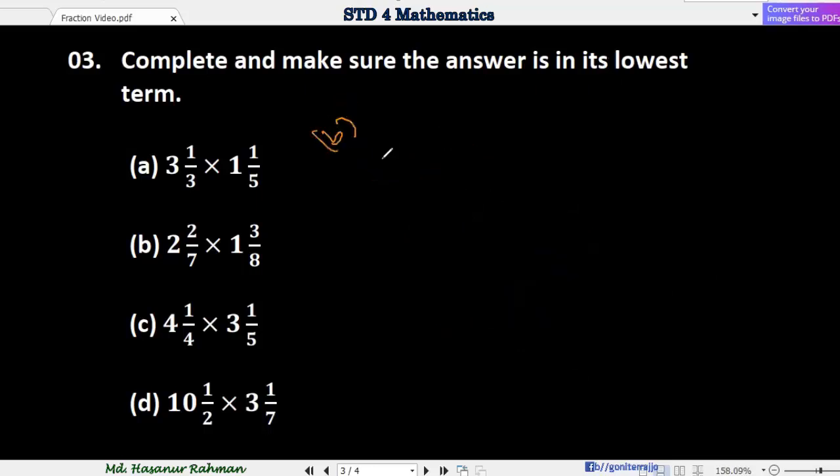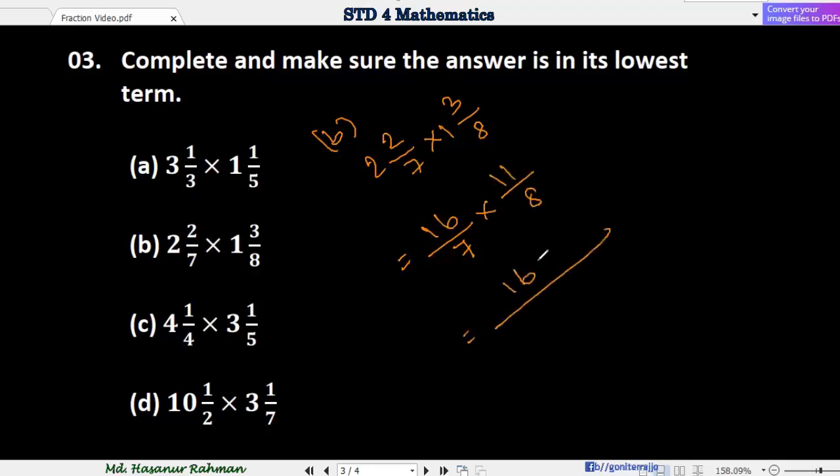Now number B. Number B says 2 whole 2 by 7 multiplied by 1 whole 3 by 8. So at first we have to convert this mixed into improper. So 7 2 is 14 plus 2, that is 16, multiplied by 8 1 is 8 plus 3, that is 11. Next we have to multiply 16 multiplied by 11, 7 multiplied by 8. Now we have to divide. We can divide 16 and 8 both by 8. That means 8 2 is 16, 8 1 is 8. So 11 multiplied by 2, that is 22. 7 multiplied by 1, that is 7.